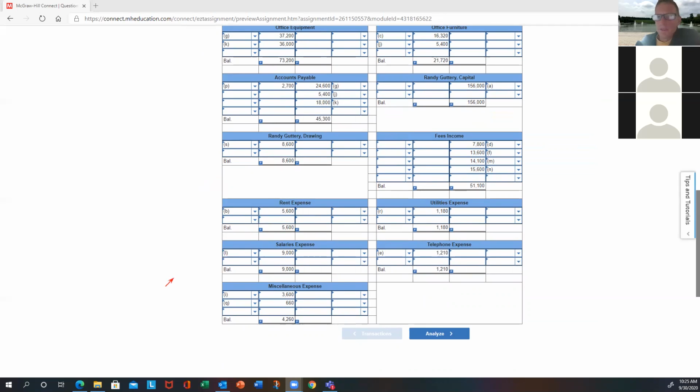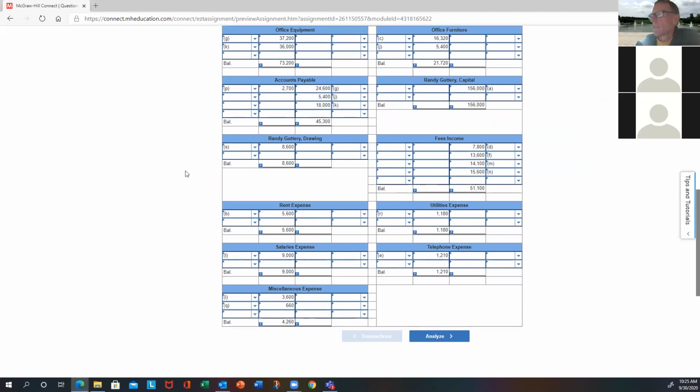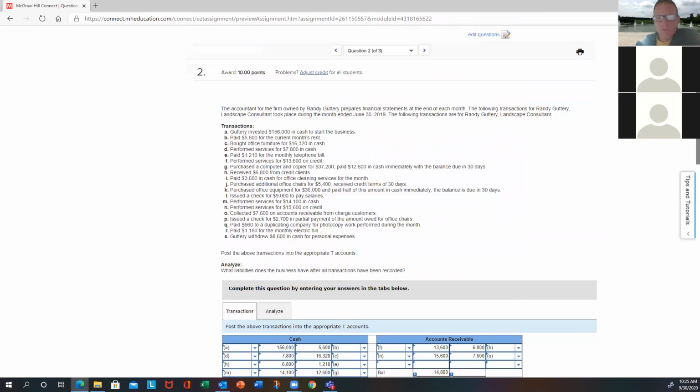So the point is you're going to get transactions very similar, if not identical to this. Actually, this problem is a test problem, but you would get questions just like this, and of course you'd have to put the right debit or credit. So that would be, for example, one problem that would be worth 10 points.